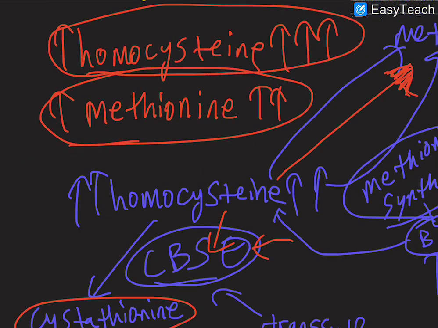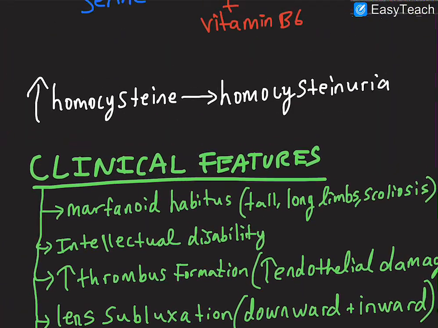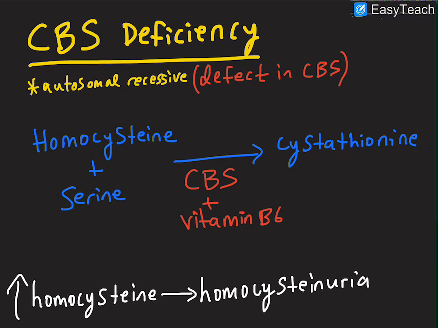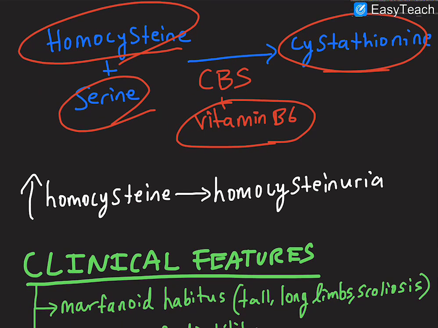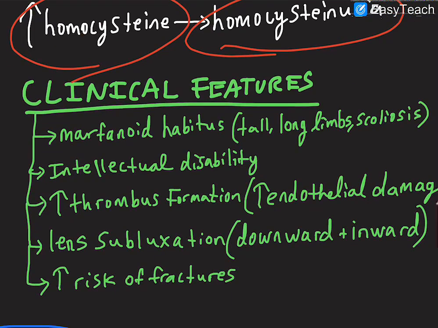If we go back to the clinical features, what we see in the disease, we already talked about the fact that we're deficient in cystathionine beta synthase. What does cystathionine beta synthase do? It converts homocysteine to cystathionine, which you need vitamin B6 for, and you combine serine with it too. If you can't do that, you get elevated homocysteine, and that's what you see in homocystinuria.